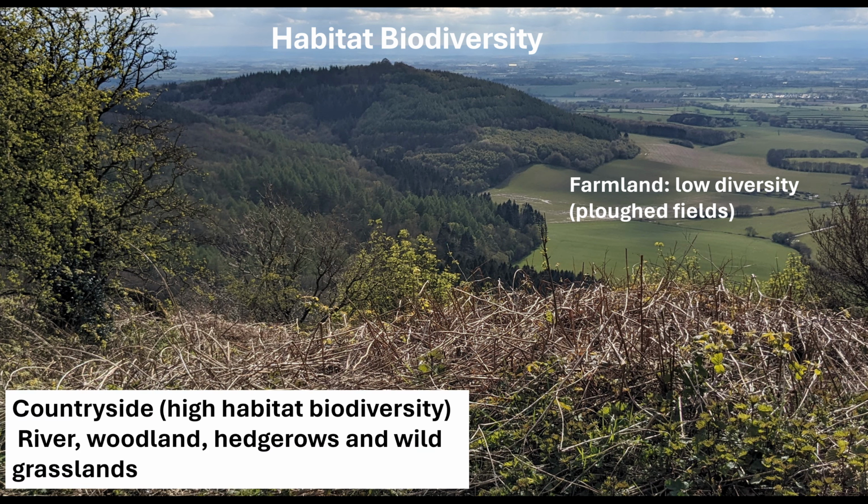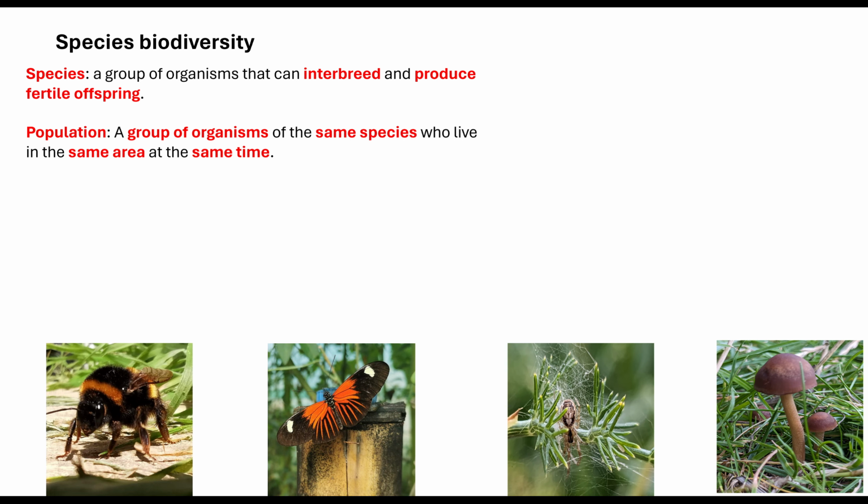However, if we look at the countryside, what you would then see is a high habitat biodiversity. If you are looking at, for example, you can see a river, a woodland, a hedgerow, wild grasslands. Because you have lots of different habitats, remember the habitat biodiversity is the number of different habitats within an area. There would be a high habitat biodiversity in the countryside compared to that farmland where you would have a low habitat biodiversity. Now, species biodiversity is the next level that you can identify this variety.